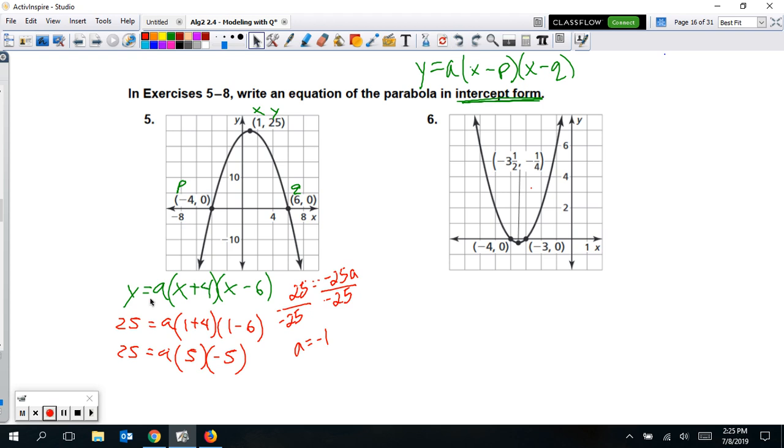So now we know that we're going to put a -1 in front of this one. That's this green equation here, which already has the p and the q in them. We just need to replace the a with -1. And we don't actually need to write the 1, we just need to write the negative sign. So here's how it's probably best written out: y equals negative, and then the 2 parentheses, x plus 4, x minus 6. And there's your intercept form.